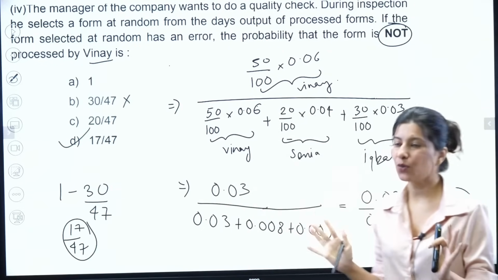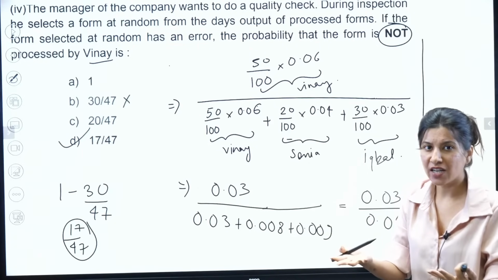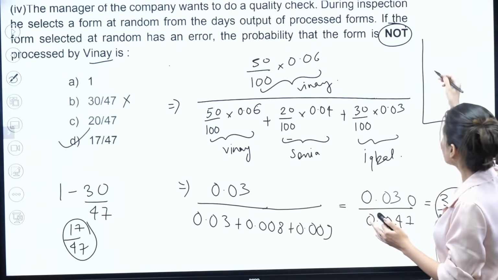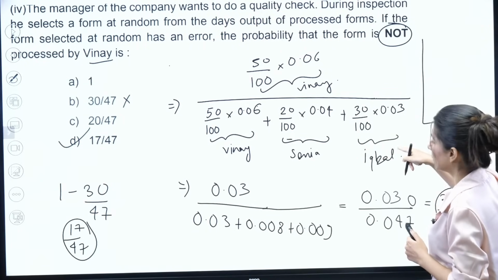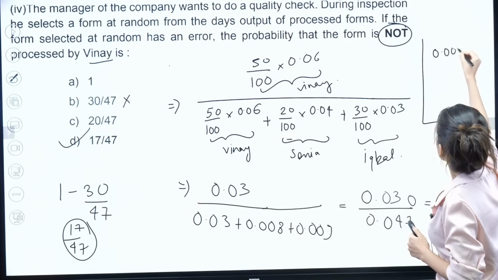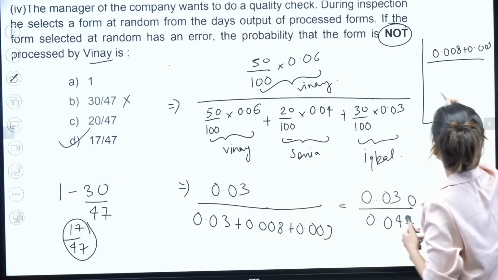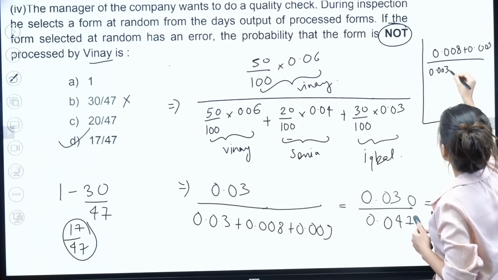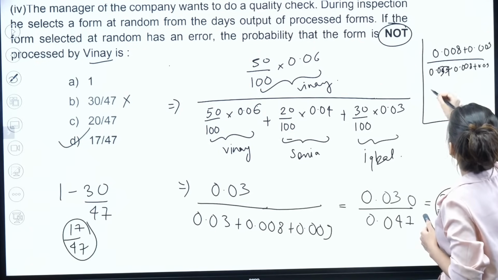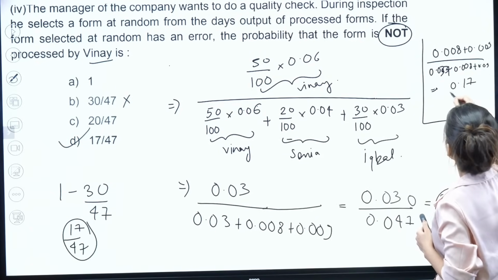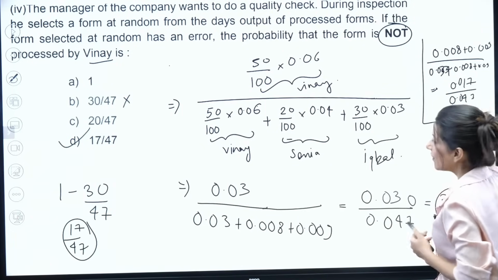Or else, one more thing you can think about. If it is not processed by Vinay, then we can think about favorable cases. In the numerator, we will write Sonia's and Iqbal's, so that is going to be 0.008 plus 0.009, the rest of the two probabilities, upon 0.03 plus 0.008 plus 0.009. So this is going to be 0.17 upon 0.47, so 17 by 47.